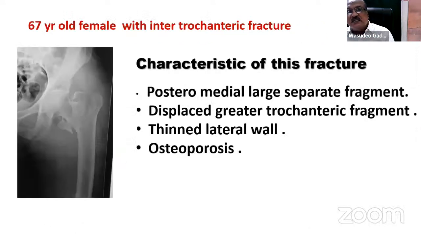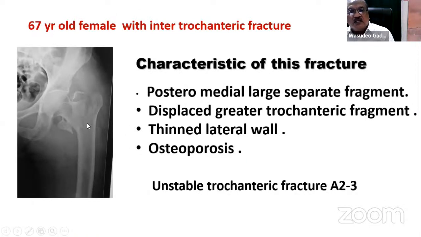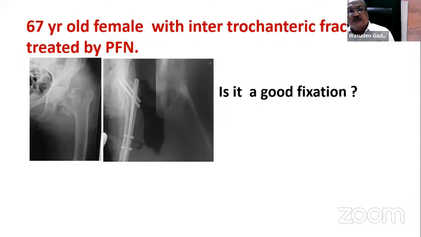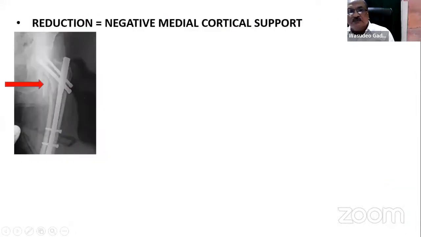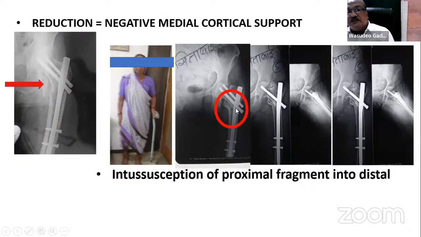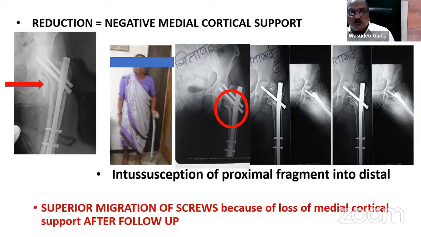So these are the characteristics of this posteromedial three-part fracture, thin-walled osteoporosis, treated with a two screw system, and ultimately what has happened is there is a varus collapse, intersusception of this. And why has this occurred? It's because of the negative medial cortical support, intersusception of the proximal fragment into the distal, varus collapse and cut out of the screws. Superior migration because of medial loss of the cortical support.